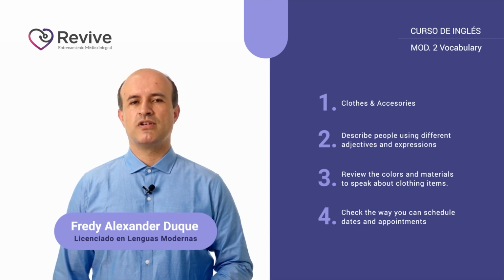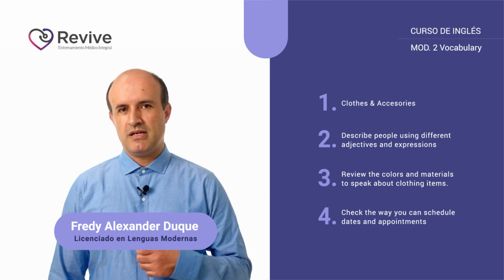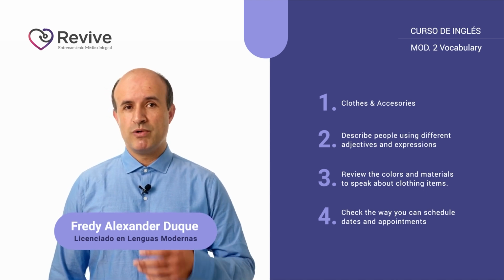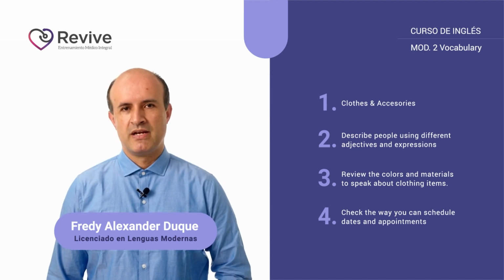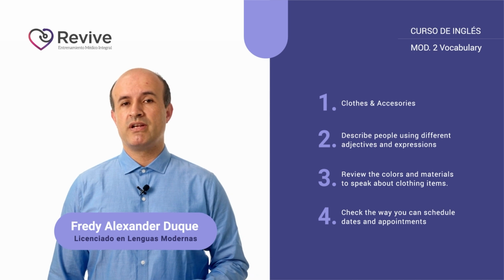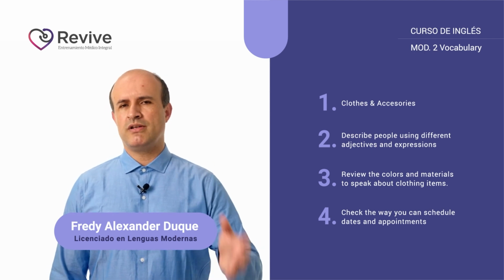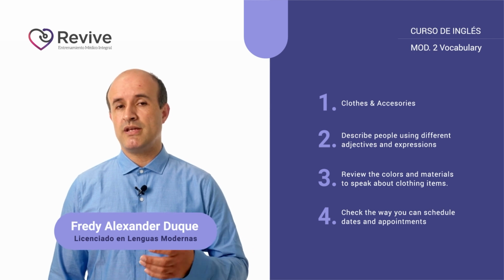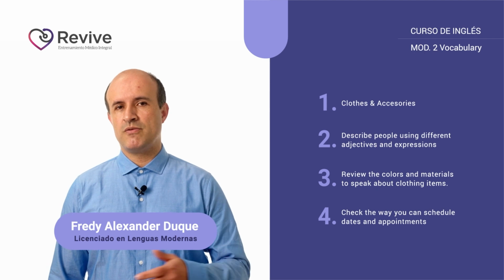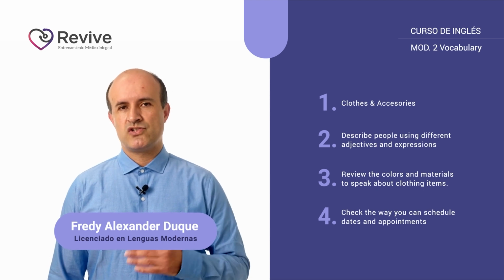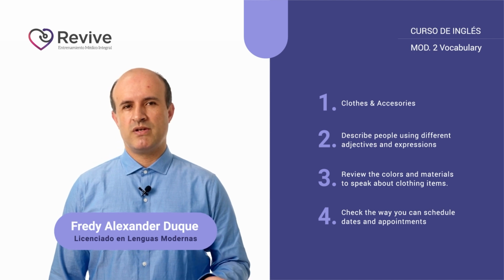Welcome to this introduction for Unit 6, Module 2. In this opportunity, we will check the vocabulary that refers to clothes and accessories. We will also review the vocabulary that you can use to describe people physically concerning all the characteristics, starting with the hairstyles, the shapes of the face, the forms and colors of the eyes, the shape of the nose also, and the different complexions of the body.